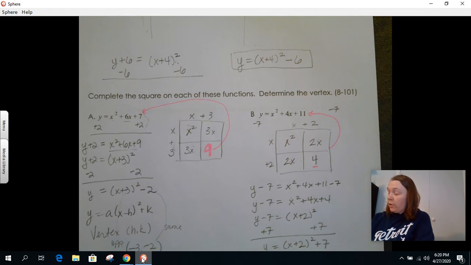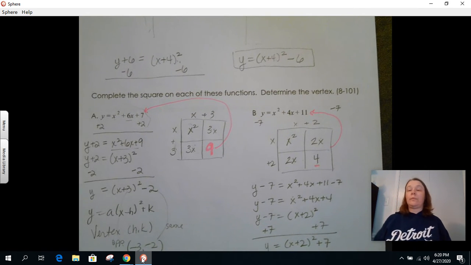Okay. So then my vertex would be, this is the opposite, and then this stays the same. Maybe I'll edit that out. Maybe I won't. We'll see.